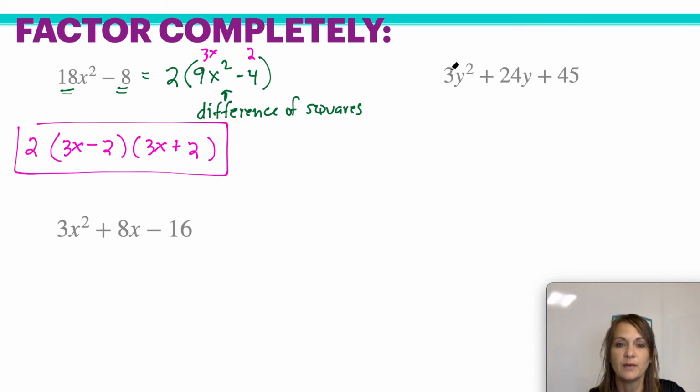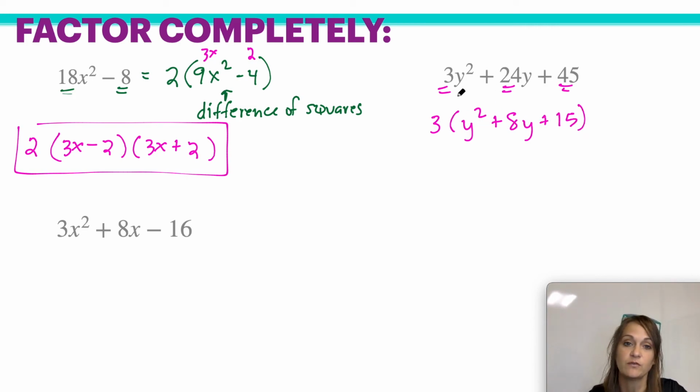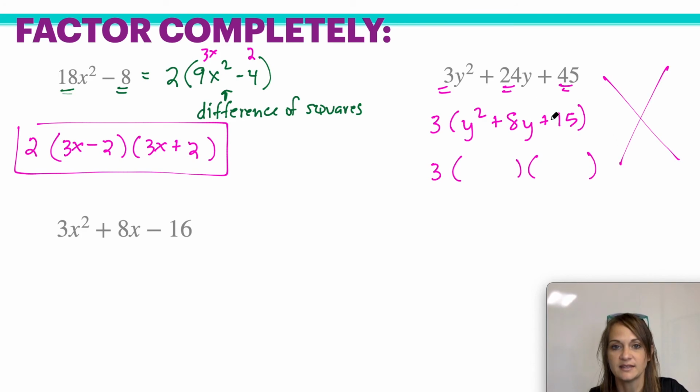On this one, at first I see that there's a number in front, so we'd have to do the illegal move. However, if you notice, every term can be divided by 3. So if I pull a 3 out front, then I'll be left with y squared plus 8y plus 15, because 3 times 8 is 24 and 3 times 15 is 45. And then this can be factored if you use the big X. What multiplies to give you 15 and adds to give you 8? And the answer is 5 and 3. So it would be y plus 5 and y plus 3.